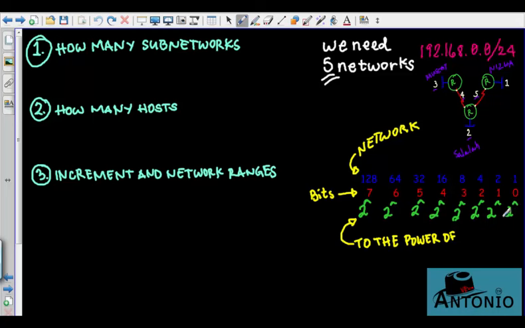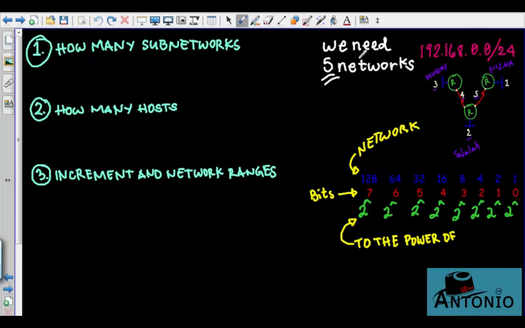As you can see, any number raised to the power of 0 is equal to 1. So 2 to the power of 1 is 2, and 2 to the power of 2 is 4, and 2 to the power of 3 is 8, and so on and so forth. And on the left hand side, we have the steps to compute how many networks we need or subnetworks for that particular IP address.